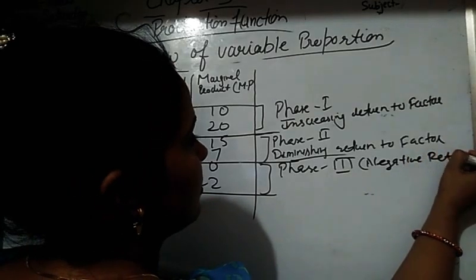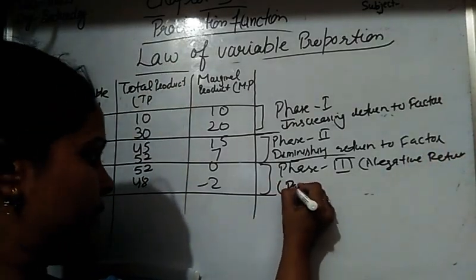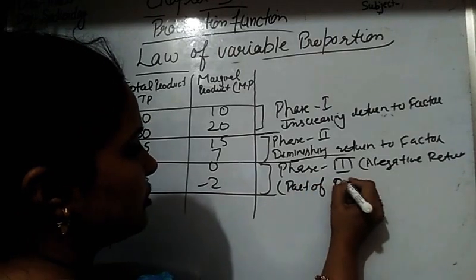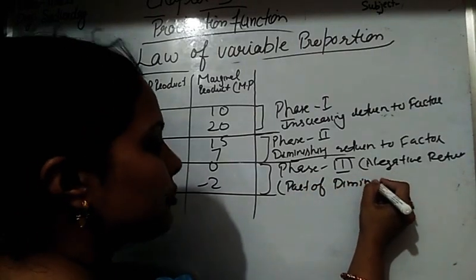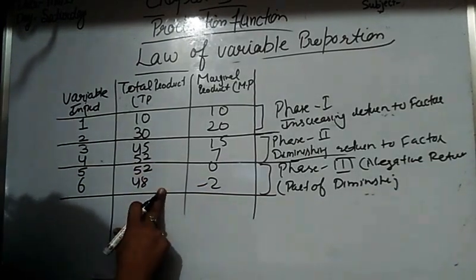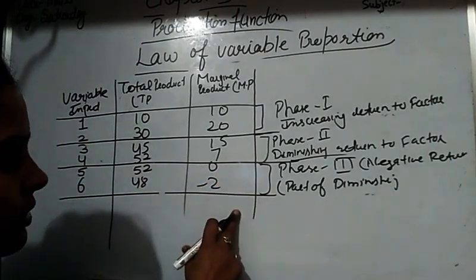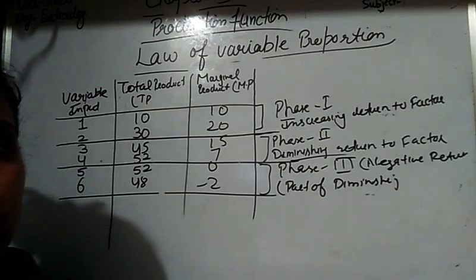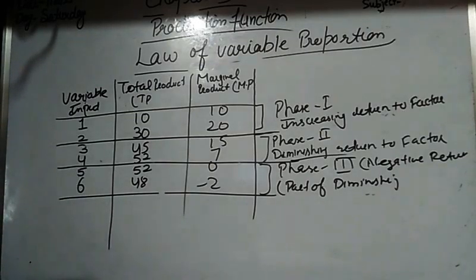Negative return. So negative return is the part of diminishing return when another variable input is introduced, when total production falls and marginal product becomes negative. So clear, students? The table is clear. Now we understand this table through a diagram.